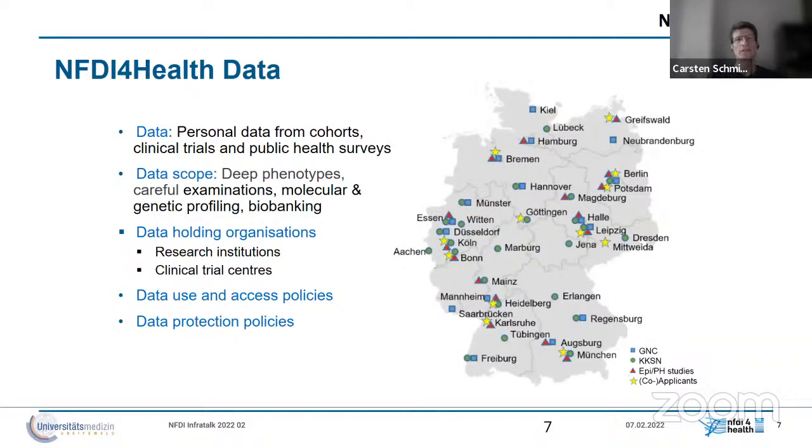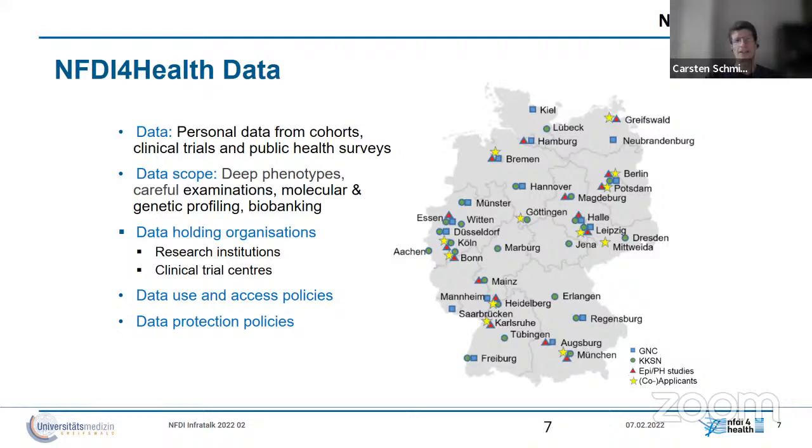We deal in NFDI foremost with research data, although bridges and linkages to the other data sources is something we have in mind. And what is there also is that in terms of data use and data access, many of the partners here have quite elaborated access policies, and also in terms of data protection. Of course, this is person-related data. This plays a major role.